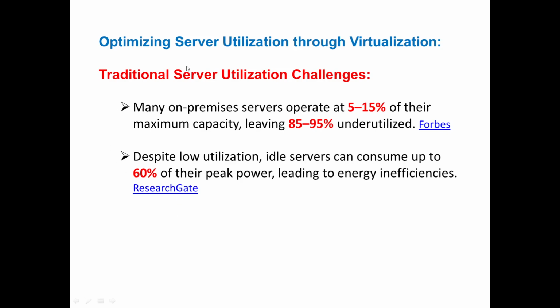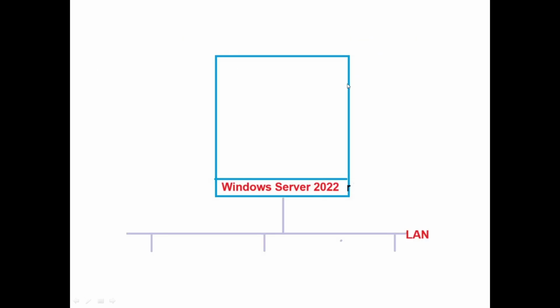So what is the solution for this? Optimizing server utilization through virtualization. Server technology only utilizes 5 to 15%. That's why our requirement is to optimize the server utilization, not only to 85 to 95%, but to 100%. So this can be done using virtualization.